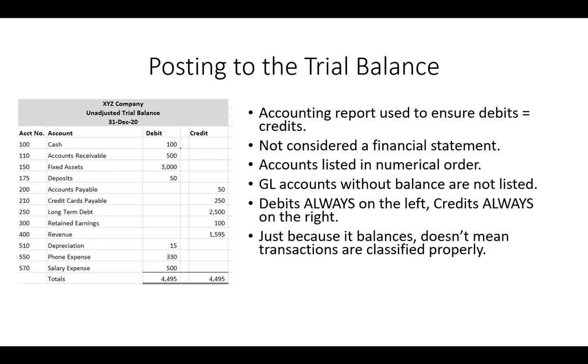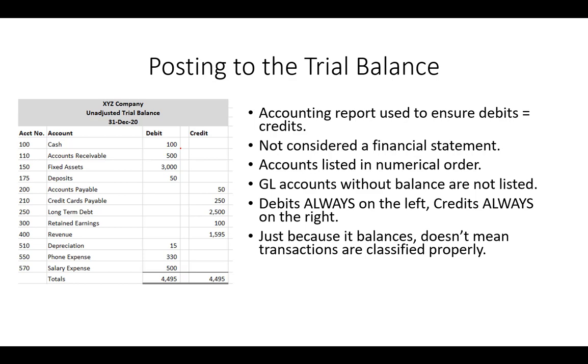The last step in the process involves posting our GL accounts to our trial balance, or TB for short. This is a crucial step because it pulls all the accounts with balances in one place so we can check to make sure that our debits equal our credits. One important thing to note is that just because the trial balance balances, it doesn't mean that we've classified our transactions properly. So for example, you might have accidentally coded the purchase of some business equipment to your repairs and maintenance expense account when it should have been coded to your machinery and equipment fixed asset account.